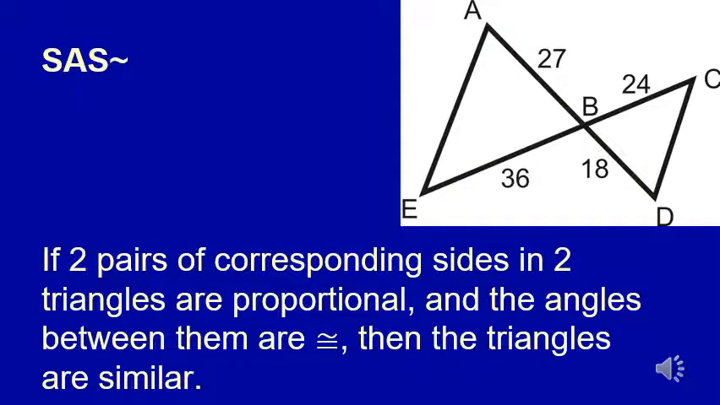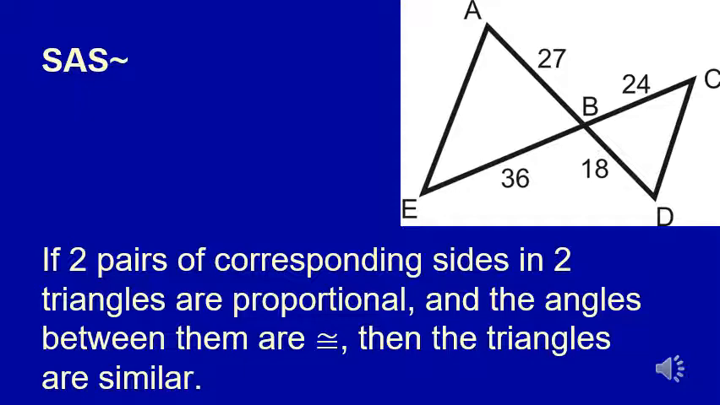Well, AA is the first of three different rules that we're going to learn that you can use to show that triangles are similar. The second one is called SAS. And again, we have a little squiggle after it to show that we are saying that this is the SAS similarity theorem, not congruent. And what the rule says is if two pairs of corresponding sides in two triangles are proportional, and the angles between them are congruent, then the triangles are similar. So what in the world does that mean?